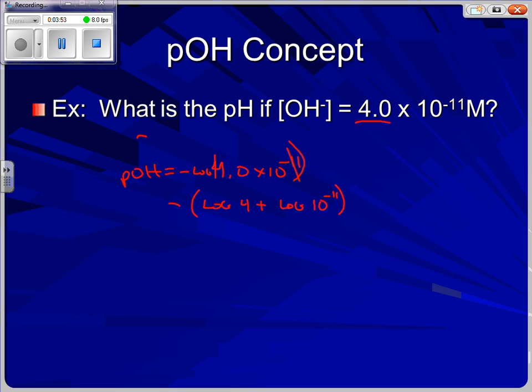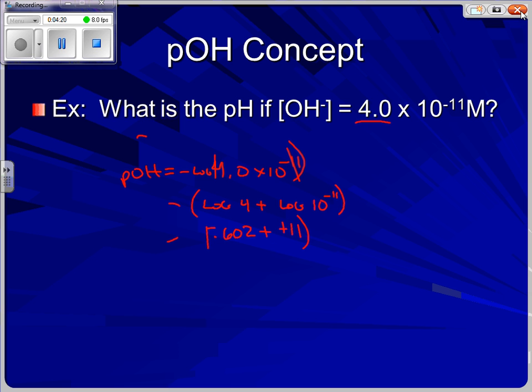Okay, if I push in log of 4, I get an answer of 0.602 plus, and then the log of negative 10, that's going negative 11, is going to be just negative 11. Make sure you put this out in front, and I end up with an answer. I just basically subtract that, so that's going to be just slightly less than 11.